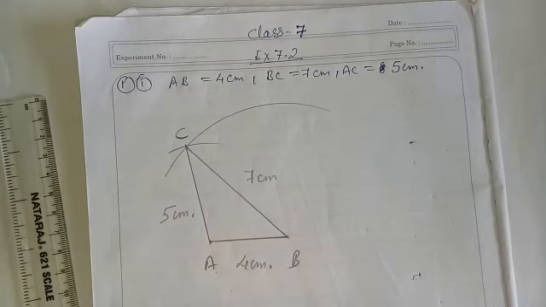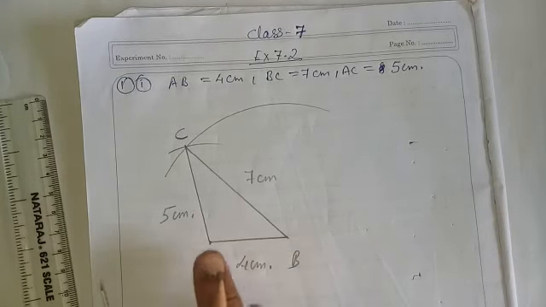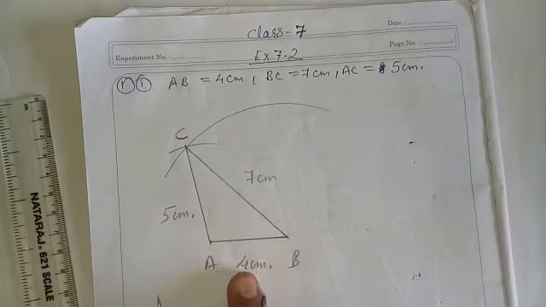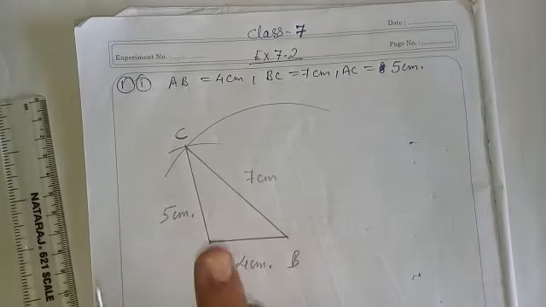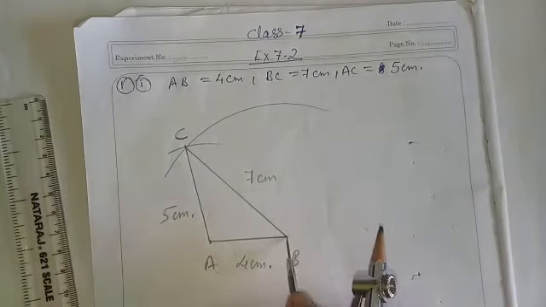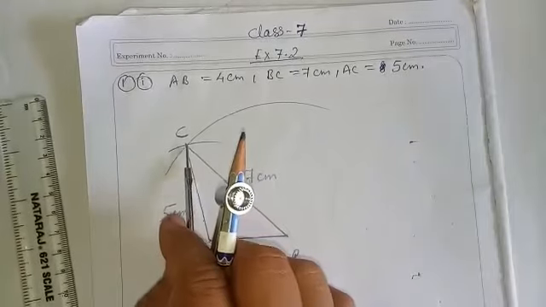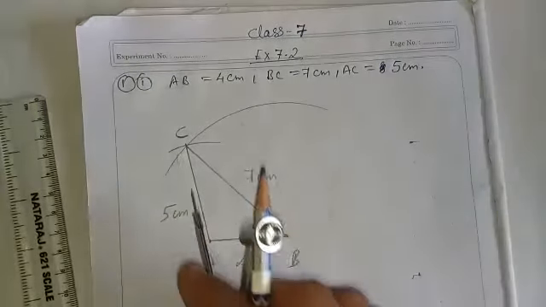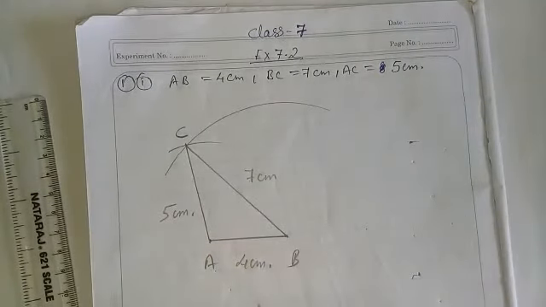Now for this we have to write the construction. First what we have done, draw a line segment AB of 4 cm. Mark an arc of radius 5 cm from point A with the help of compass. Then from point B, mark an arc of radius 7 cm. Both arcs will intersect at a point, name it point C. Join CA and CB. Thus triangle ABC is formed or obtained, you can write. Is this clear? Now second question we will see.